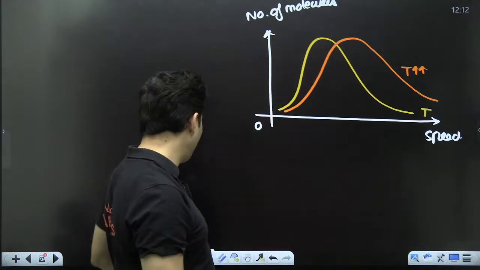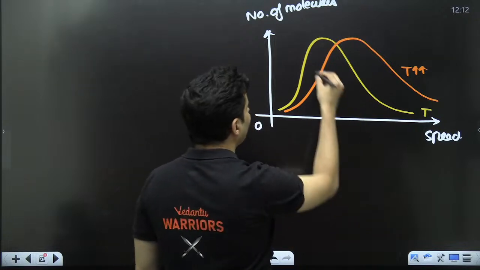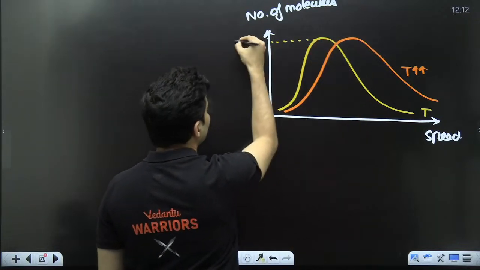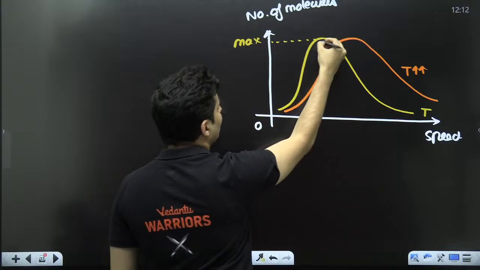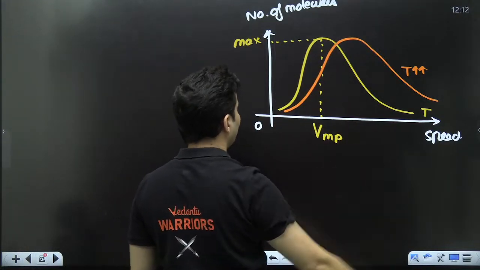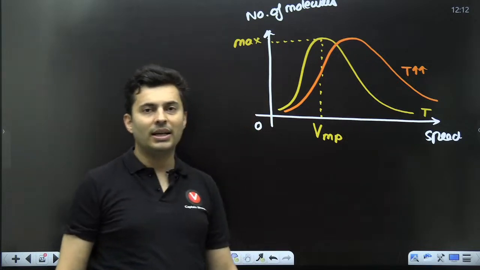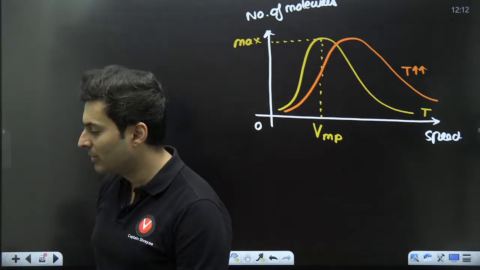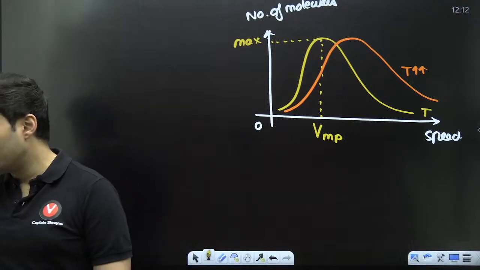And you can see there is a peak which is achieved. There are maximum number of molecules at a particular speed. That is called your most probable speed. Is that okay, my dear students?